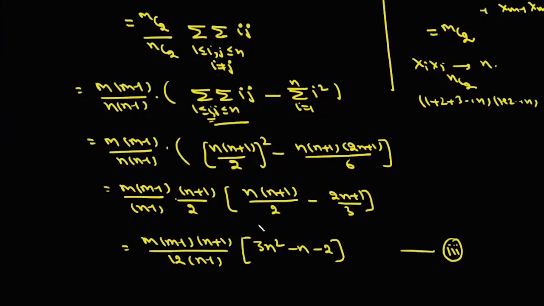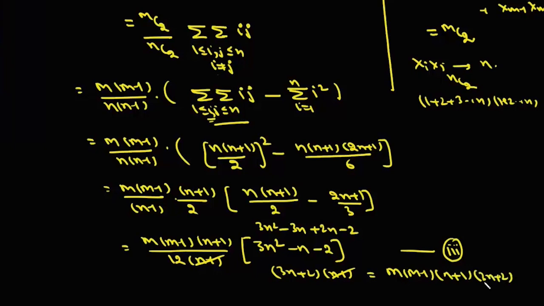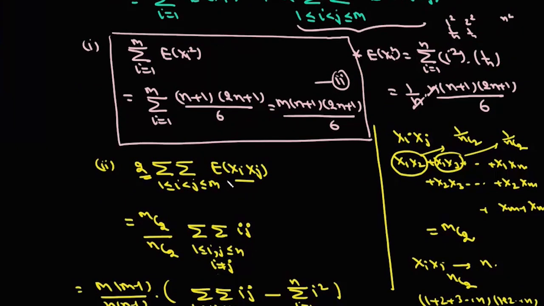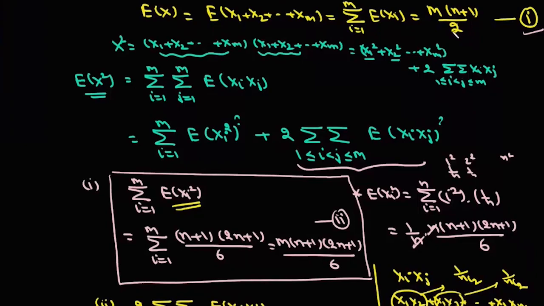We can actually factorize this. So this is 3n square minus 3n plus 2n minus 2. So there will be 3n plus 2 into n minus 1. Now this n minus 1 and n minus 1 will cancel. So basically we can write this as m minus 1, n plus 1 into 3n plus 2 whole divided by 12. So now we have our three results. So this is our third result, which is this 2 times the double summation E of xi xj. Then we have this E of xi square, and we have our E of x.